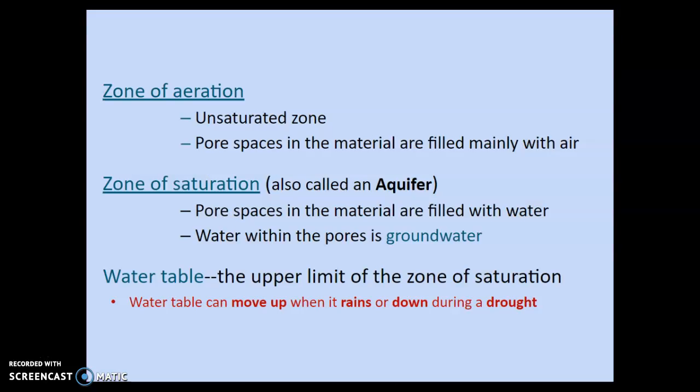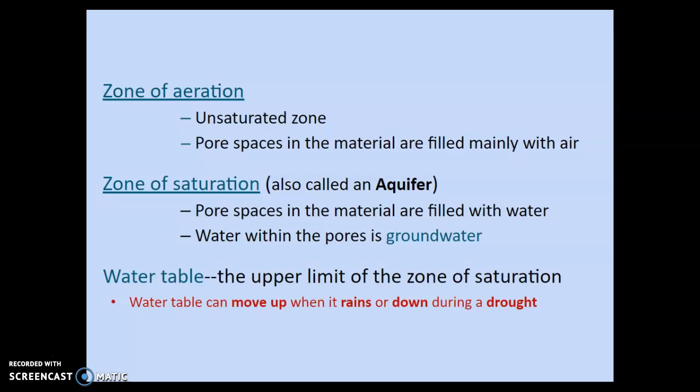So there's a few different areas of the water table that we need to know about. The first one is called the zone of aeration. So if you think of air as the air around us, it doesn't have water. So that's the unsaturated zone. So the zone of aeration is going to be the area where there is no water. And these are just the pore spaces filled with mainly air. Again, so zone of aeration, there's air in the pore spaces between the soil and there's no water.